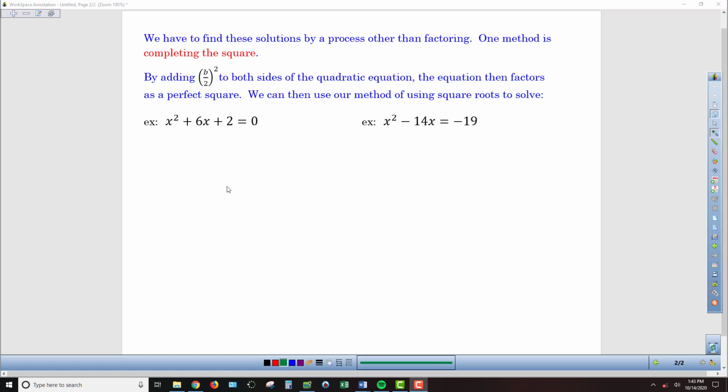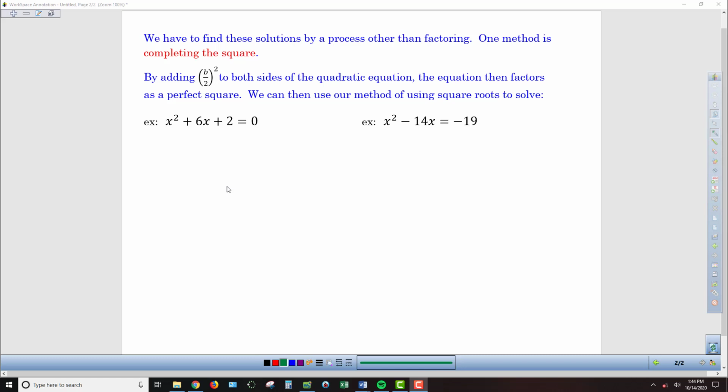What it means to complete the square is we're going to change this problem so that the left-hand side will be factorable, and then we'll be able to use square roots in order to finish off the problem and solve. So we're really combining some factoring as well as some square roots in this technique.